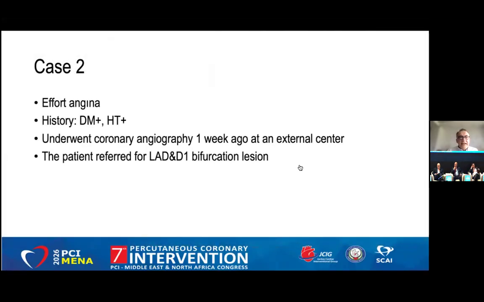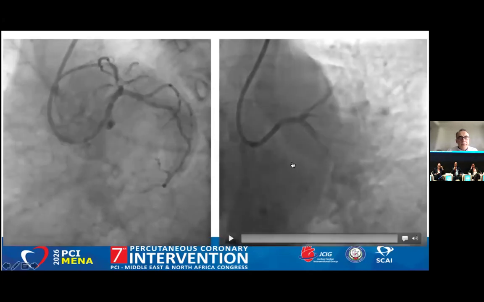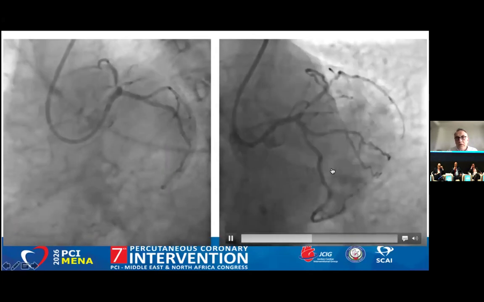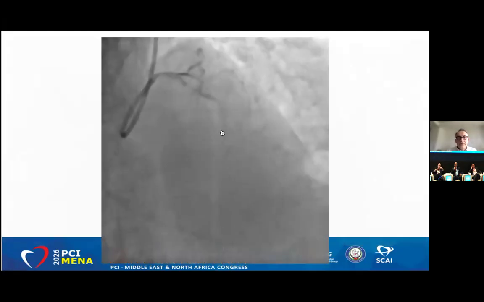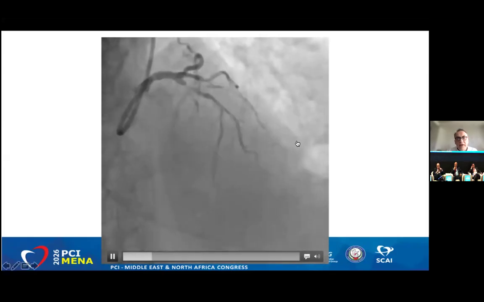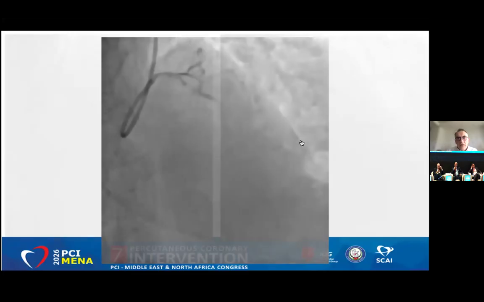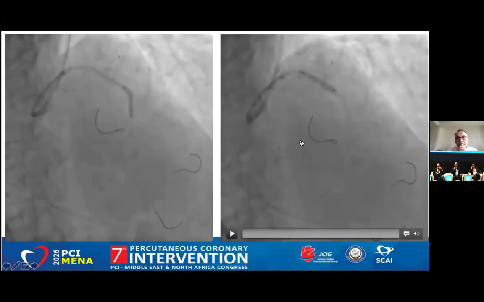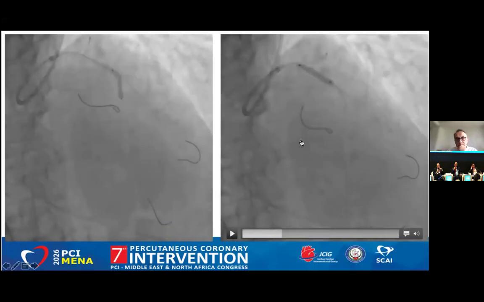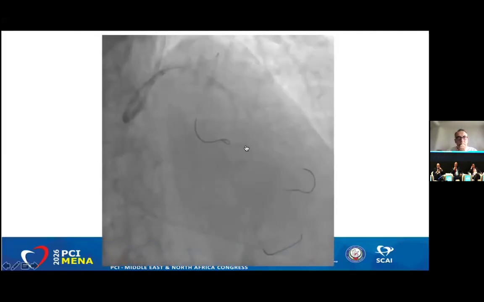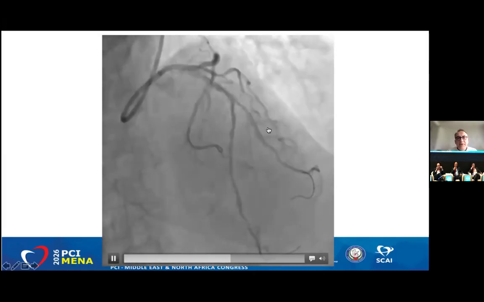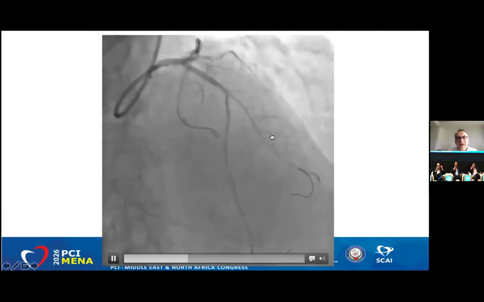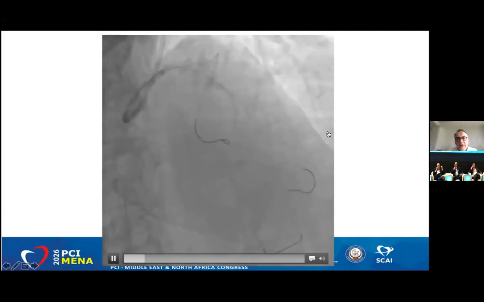This is another case, again LAD, diagonal 1 lesion. This is a long lesion. So we have one tight lesion here, one after the diagonal. We did preparation, distal and proximal, and then we see the result. So we think that, okay, we have hope for DCB. And this is a very calcified lesion you have seen here, right? Very calcified lesion.